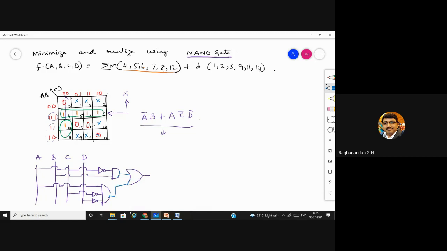Now, what is the next step? Converting all gates to NAND gates. Convert all the gates to NAND gate. So this one becomes a NAND gate. This also becomes NAND gate. This also becomes NAND gate. NAND gate, NAND gate, NAND gate.